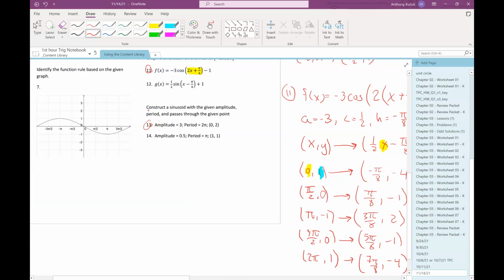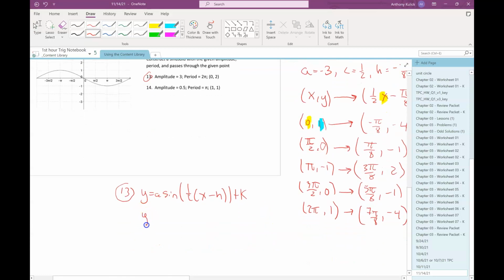So 13 says construct a sinusoid with the given amplitude and period that passes through that given point. Okay. So when we say a sinusoid, we mean that we're talking about either an equation of sine or an equation of cosine. It doesn't matter which one you choose. There's always a correct answer for each version. And in fact, there's infinitely many correct answers for each version.